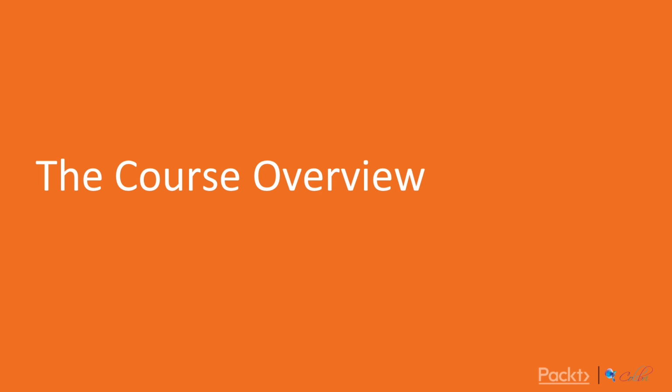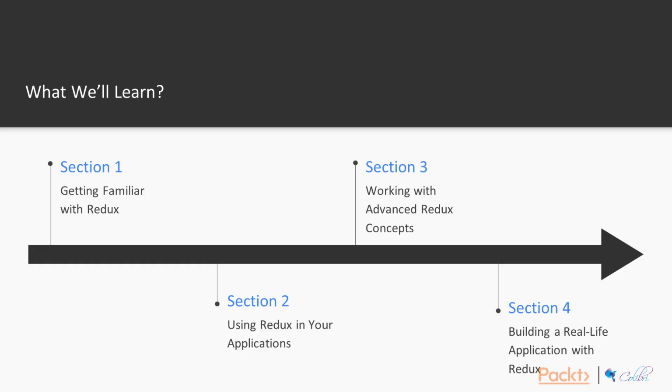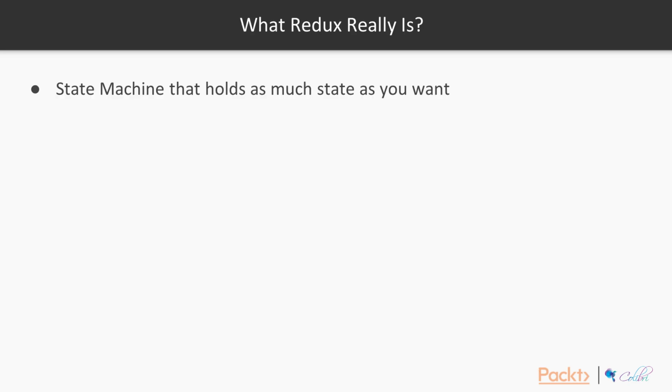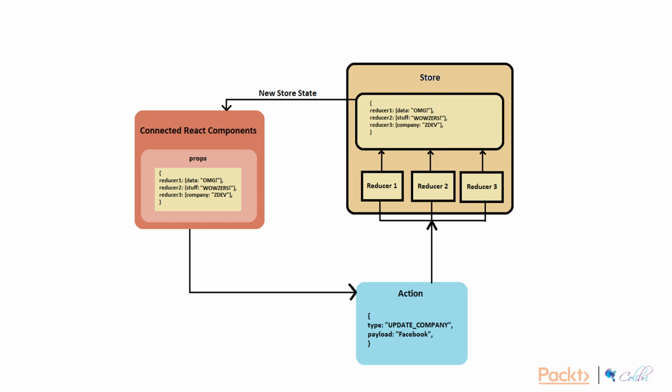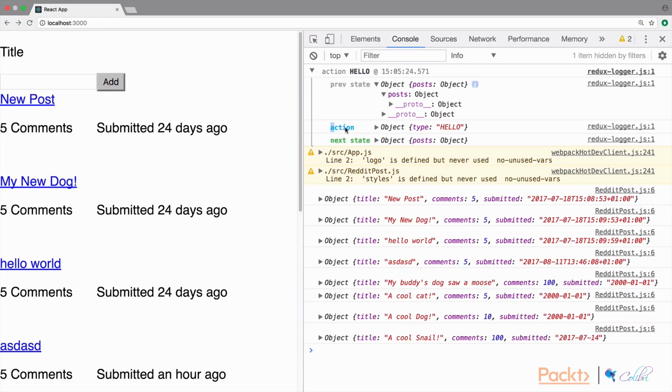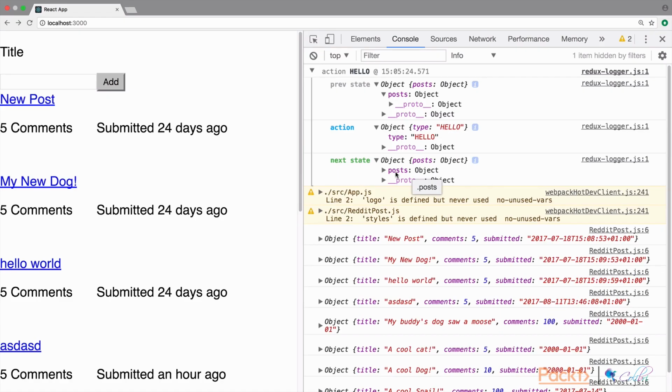I'm going to run through section by section what we're going to learn in this course. In section 1, getting familiar with Redux, we'll look at what Redux is and why we might care about it. We'll take a look at some diagrams to explain the core concepts of Redux, how it all fits together and what the key words are that make up Redux. Get some of the vocabulary down. And then we'll take a look at the store, which is central to the whole concept of Redux.